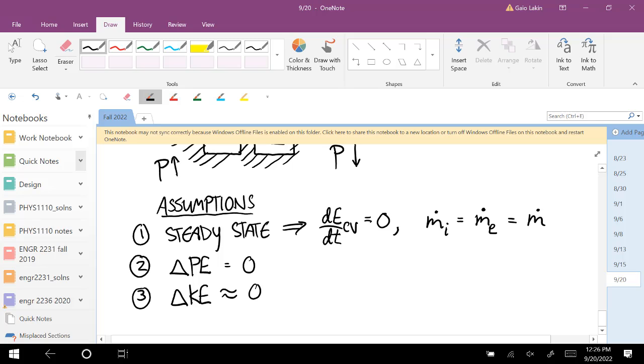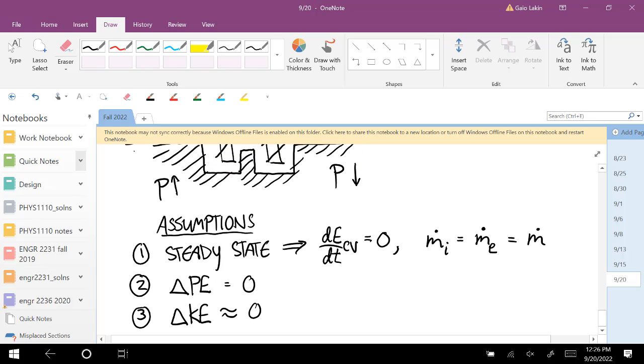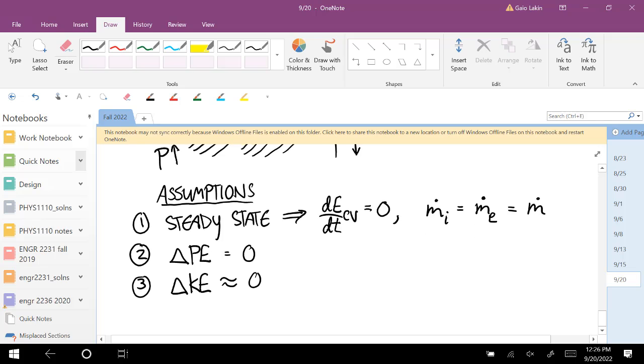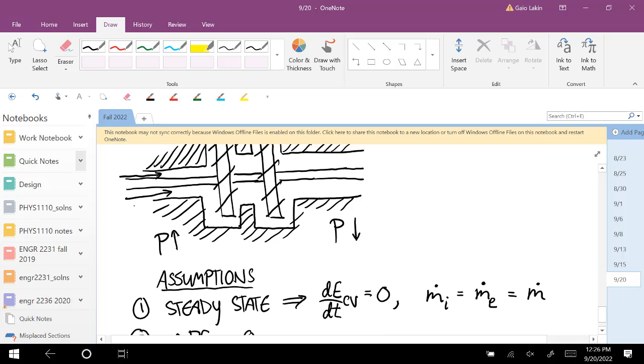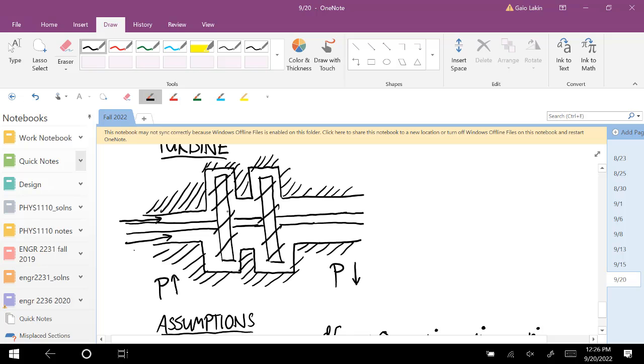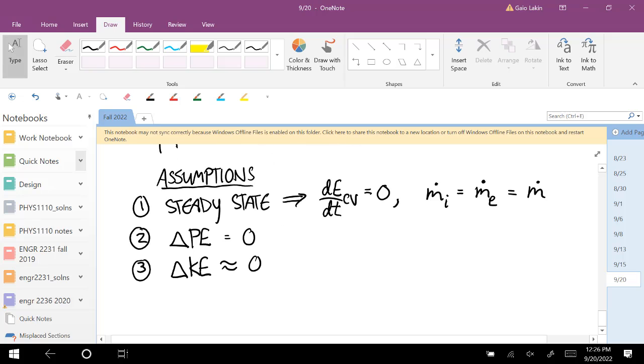And actually, I think the example I'm going to do discusses that. One of the parts we're going to calculate is the contribution of kinetic energy and just see how small it is compared to everything else. And then the last assumption we're going to make is that there's no significant heat transfer as the gas moves through here. So Q dot for the control volume is 0.